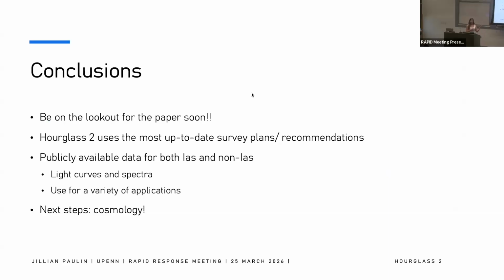So in conclusion, I am working actively on this paper. It should be out soon. So look out for a paper called Hourglass 2. It uses the most up-to-date survey plans and recommendations. So all of this data will be publicly available. And that includes light curves, that includes spectra, and you can use it for a wide variety of applications, not just cosmology. We also will be releasing the light curve thinning and the classification results if you're interested in those as well. So the next step is to actually perform these cosmology analyses with this data.